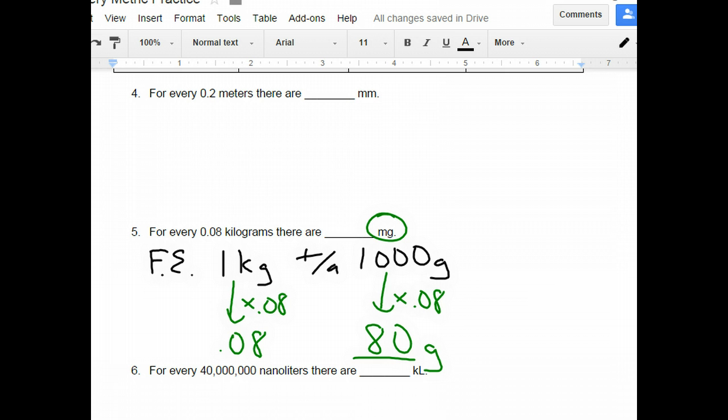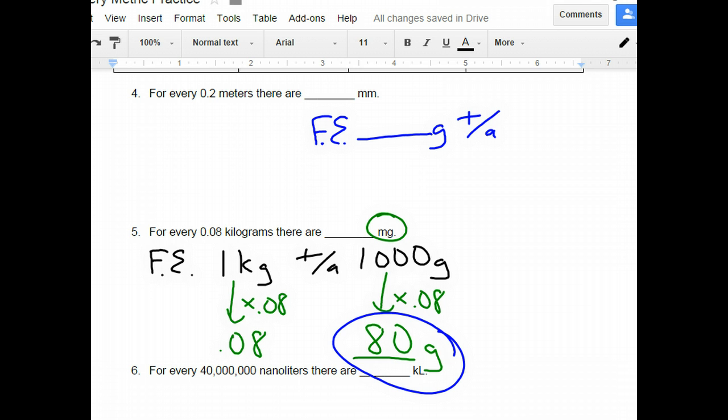Okay, and then I'm going to go from kilograms to milligrams. So I'm going to use this space over here. For every, we're in grams now, and I want to go to milligrams. Blank grams, there are blank milligrams. And again, I can go back up and see that 1 milligram is 1/1000th of a gram, or 1 times 10 to the negative third of a gram.